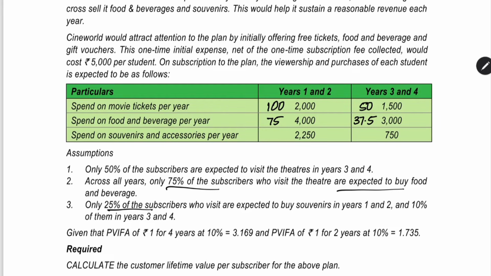Only 25% of the subscribers are expected to buy souvenirs in year 1 and 2 and 10% in year 3 and 4. If 100 students are coming, how many will buy the souvenirs and accessories? Only 25 students will buy. If 50 people are coming in year 3 and 4, how many will buy the souvenir and accessories? Only 5 people will buy the accessories in the theatre.